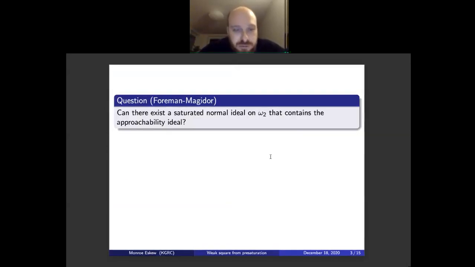A related question, which we will address, is from Foreman and Magidor, from the same paper mentioned on the first slide. They ask, can there exist a saturated normal ideal on omega 2 that contains the approachability ideal? I won't define this, but just note that it's related to the weak square principle. So we will answer both questions in the negative, assuming that the continuum is at most omega 2. So we don't have a full answer.